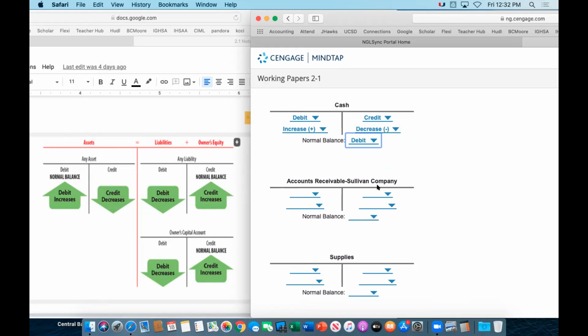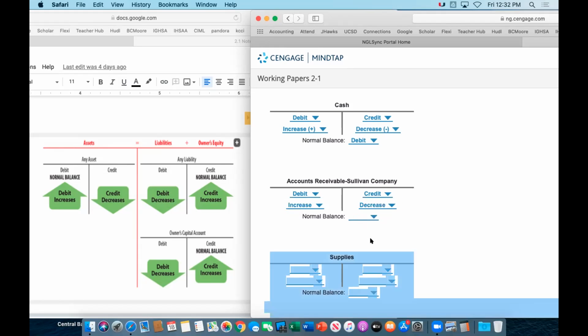Accounts receivable, debits and credits. Accounts receivable is an asset. Debits are always on the left. Credits are always on the right. Assets are increased on what side? The debit side. Assets are decreased on the credit side. What do we say normal balance is? The synonym for increase side. So debits increase, so the normal balance is a debit.